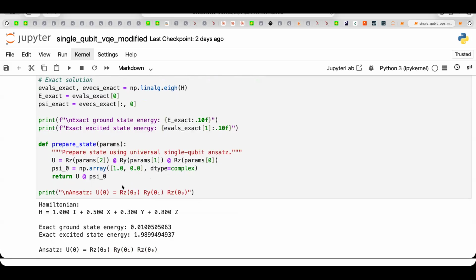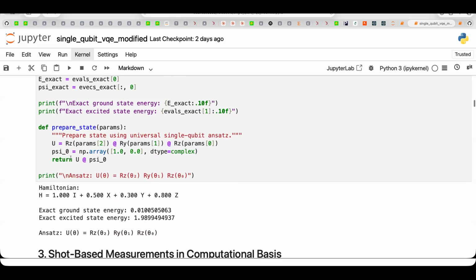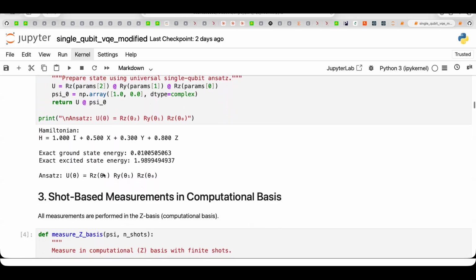Here I'm simply setting this up. I have my psi 0, which is just state 0, you see that, 1 and 0. And then I perform an operation with this U on psi 0. That is my new state, which I'm going to use to calculate the expectation values.